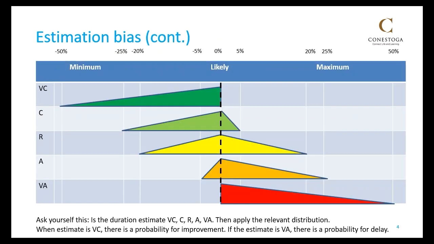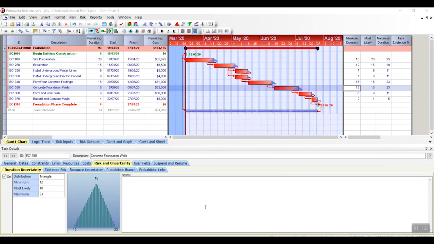So depending on the person you're asking the estimate from, try to determine what their bias is. Are they very conservative? Are they conservative, realistic, aggressive, or very aggressive? When you know that, you can adjust their estimates to get a more realistic picture. So in Primavera, we can actually apply some settings so we can automate the estimates and determine whether somebody is very conservative or very aggressive.